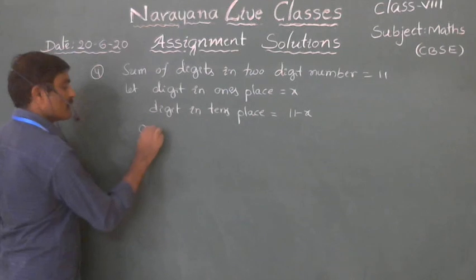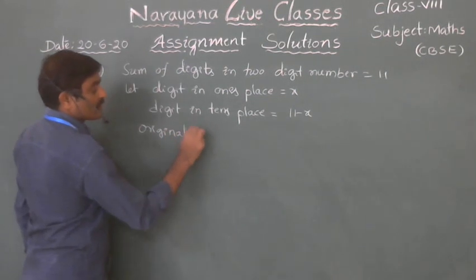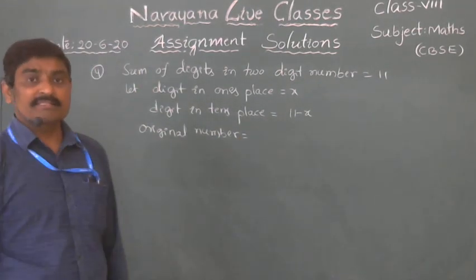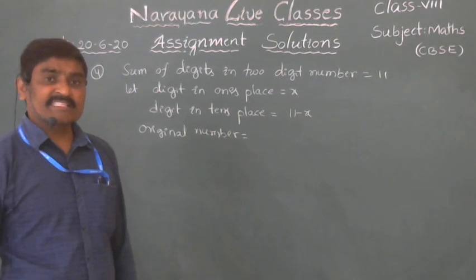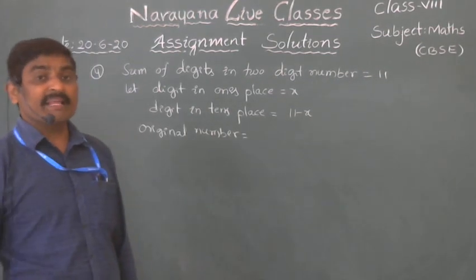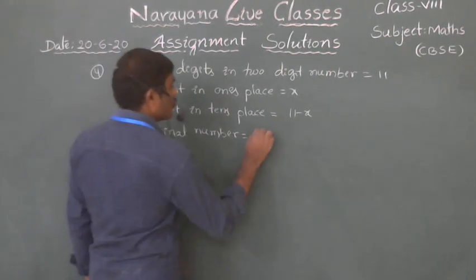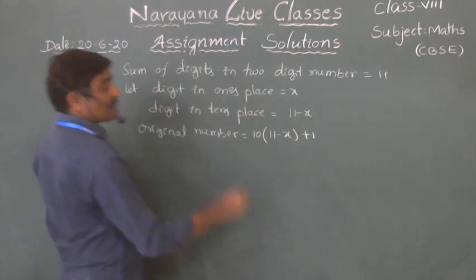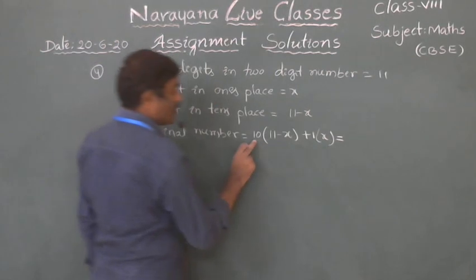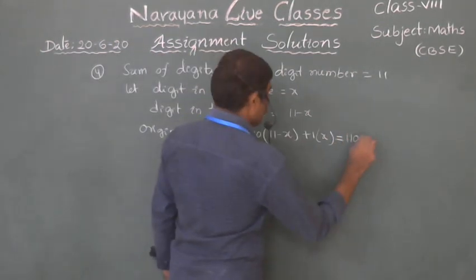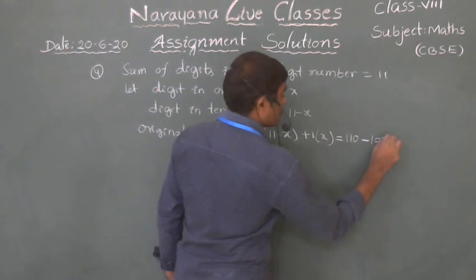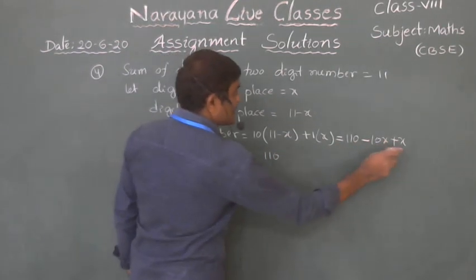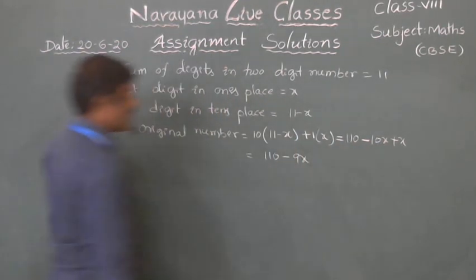Now the original number. You know how to find the original number? The tens digit is multiplied by 10, the ones digit is multiplied by 1, both are added, and you get the original number. That means 10 into the digit in tens place, 11 minus x, plus 1 into the digit in ones place, x. That is equal to 10 into 11, 110, minus 10x, plus x. That is equal to 110 minus 9x. That is the original number.